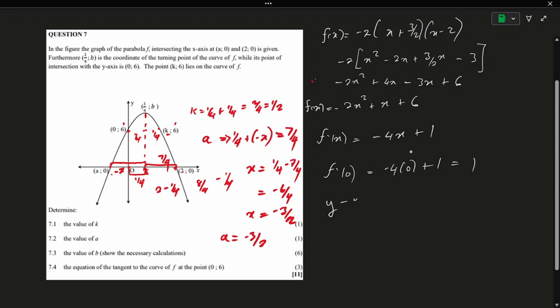Now y minus y1 equal to m times x minus x1. Our y1 is 6, so minus 6, gradient 1, x minus 0, like that. So let's take 6 to the other side. 1 times x, that's x, and then that's just 0. And we take 6 to the other side, that's y equal to x plus 6. This is the equation of the tangent to the curve of f at point 0 and 6.